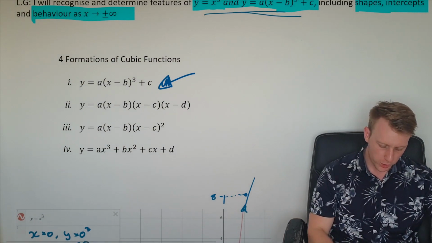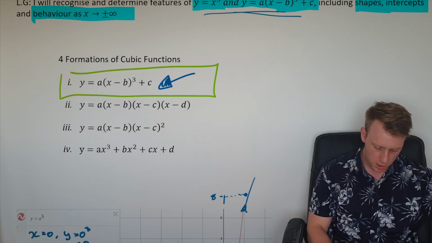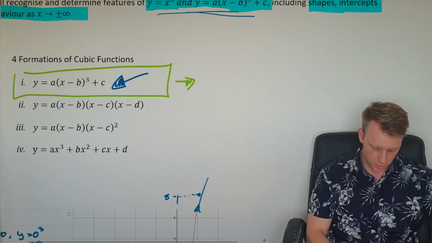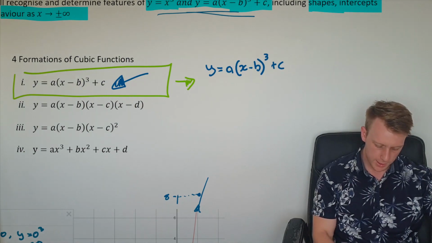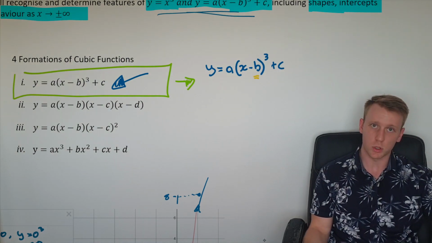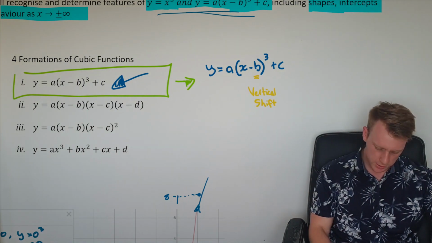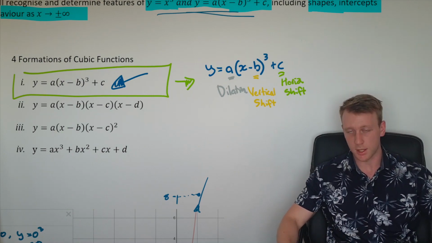All right, focusing on this formation here. I might draw it over here. When we have y equals a(x minus b) cubed plus c, similar to quadratics, this is a vertical shift. And we'll just quickly flick over to Desmos and get a grip of this.